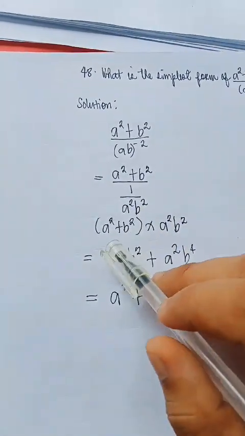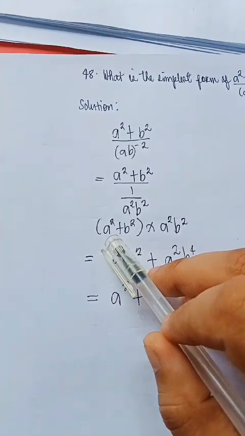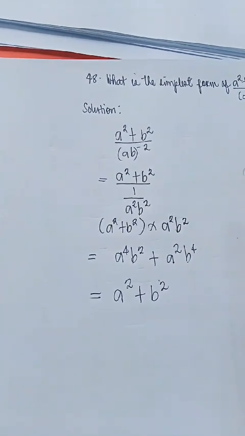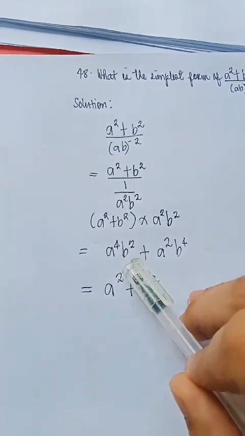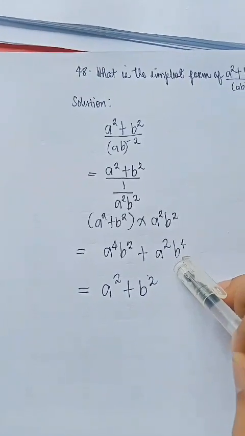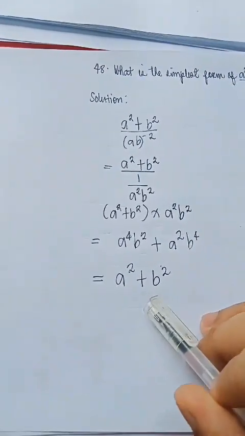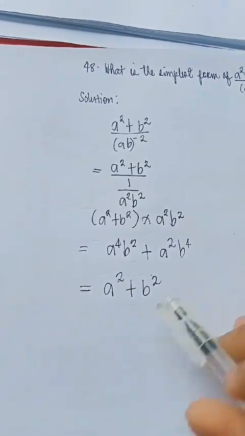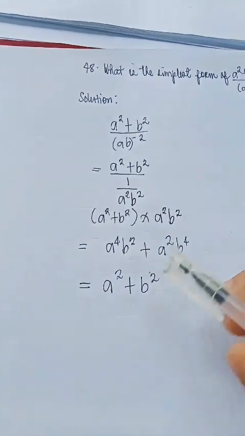So we simply multiply a square plus b square to a square plus b square. That is why we get here a raised to 4 and b raised to 2 plus a raised to 2 b raised to 4. This gives us a simplified form of a raised to 2 plus b raised to 2.